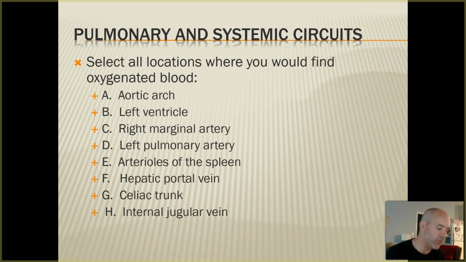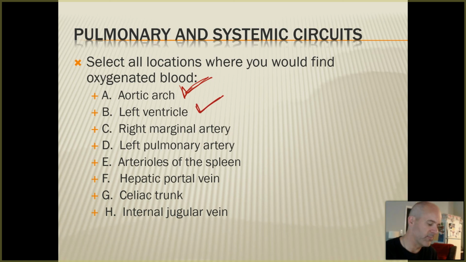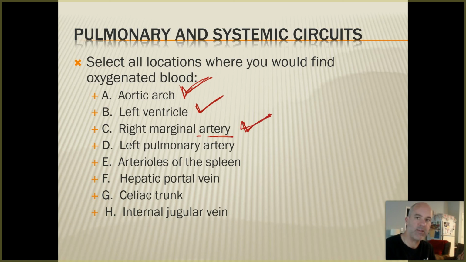All right, all locations where you would find oxygenated blood. Aortic arch, absolutely. That's a gigantic systemic artery. It's going to have oxygenated blood. Left ventricle, yes. The left ventricle is going to pump oxygenated blood out of the heart and towards all of your tissues, other than the lungs, other than the pulmonary circuit. Right marginal artery, yes, that's one of your coronary arteries that's bringing oxygenated blood to the myocardium, the wall of the heart itself. Left pulmonary artery, that's going to be a no.